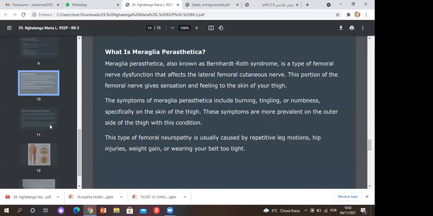And then this type of femoral neuropathy is usually caused by repetitive leg motions, hip injuries, weight gain, or wearing a belt too tight.